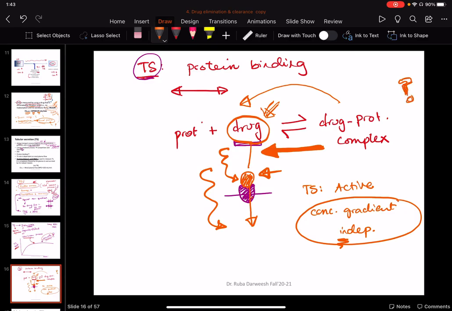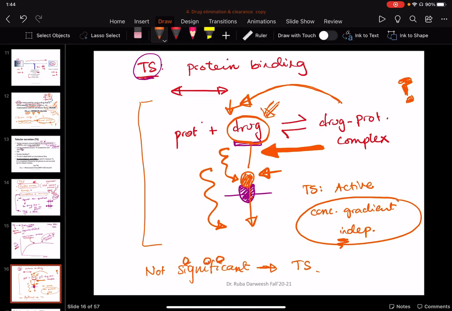And I will keep this again for you to remember it. What will cause a shift in the equilibrium to this side if the concentration of the free drug is decreased? So at the end, the take-home message is that the effect of protein binding was found to be not significant on the tubular secretion. It will not cause any effect when we compare it to the effect of protein binding on glomerular filtration. Okay.